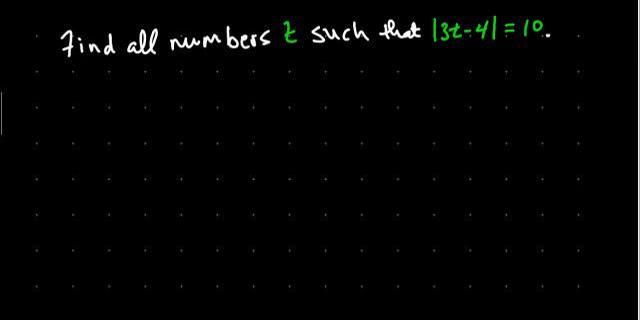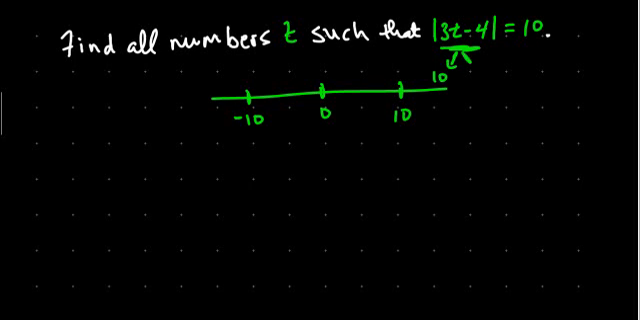So again, it's always good to draw a number line with these absolute value problems. Here's 0. Let's say that's 10. Let's say here's negative 10. So to say that the absolute value of something, so here's our something, 3t minus 4, but it doesn't matter what it is, equals 10 means its distance from 0 is 10. So this thing must actually be 10 or be negative 10, because the only two things that have an absolute value of 10 are 10 and negative 10.